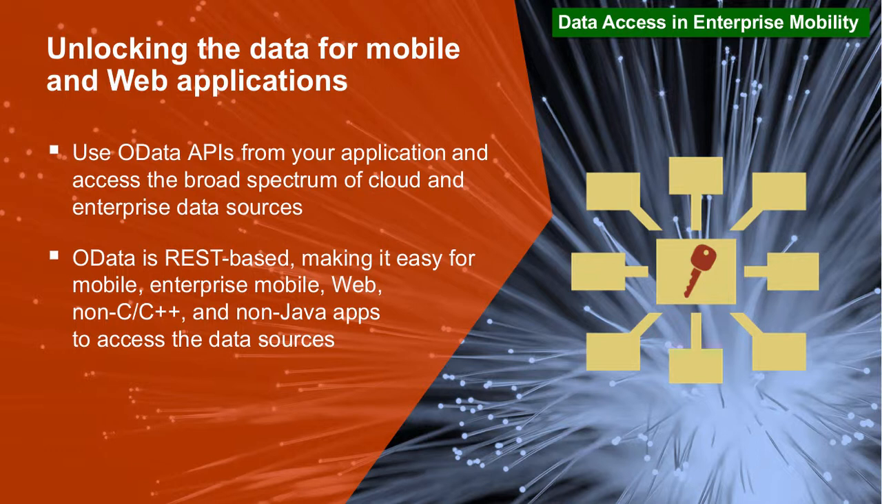Applications can invoke the OData service using any of the common clients that provide HTTP or web service access. And because OData is a REST-based service, the OData API makes it easier for enterprise mobile, web, non-C or C++, and non-Java applications to access those data sources. So all the data is exposed through the OData service, enabling apps to interface with the data sources through web services. And while we still use SQL under the covers, all you have to worry about in this scenario are the simple standardized OData queries to whichever database you need to unlock.